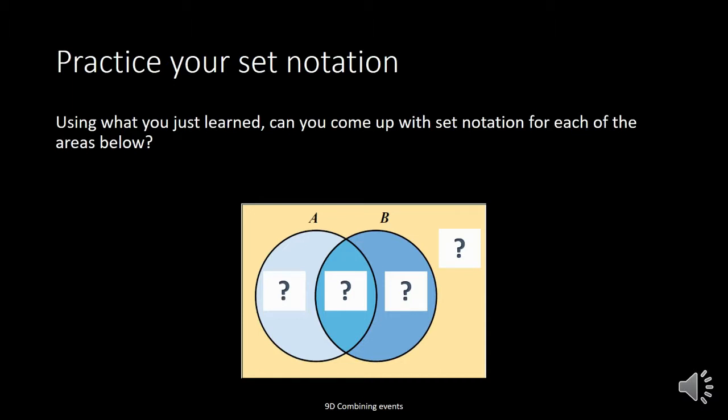Okay, so looking at this Venn diagram, we want to use our set notation to fill in the different bits of our Venn diagram. I'll give you a hint. That first one is A intersection B. I'll get you to pause the video now and just try and fill in those other sections before I give you the answers.